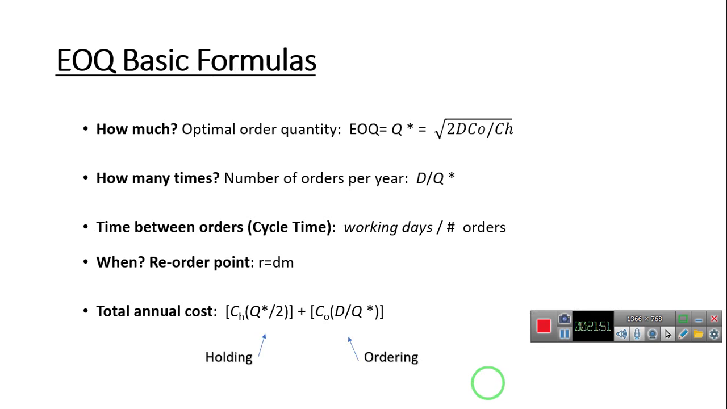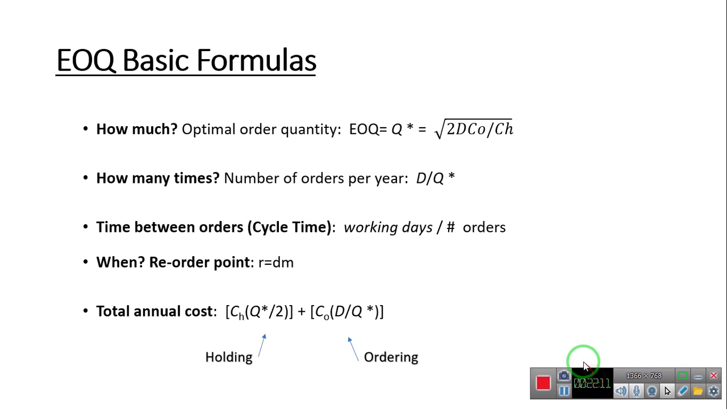So these are the basic formulas for EOQ. And you're going to be answering the following questions, always pretty much the same questions. How much do I need to order every time I order? How many times do I need to order per year? What's the time between the orders, what we call the cycle time? When do I order? And what is my total annual cost?